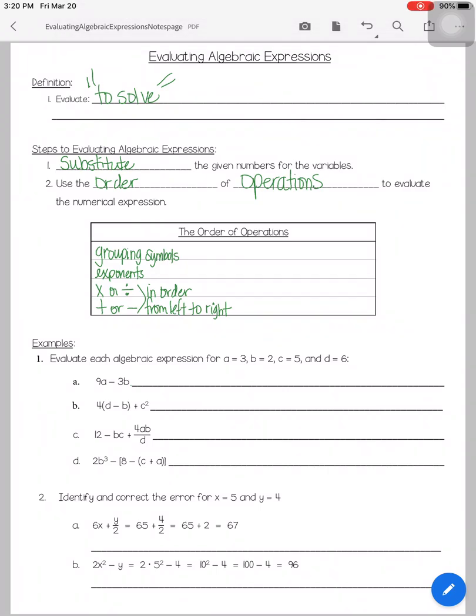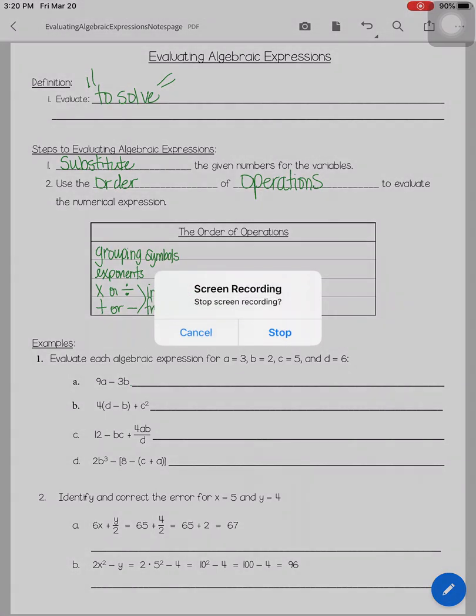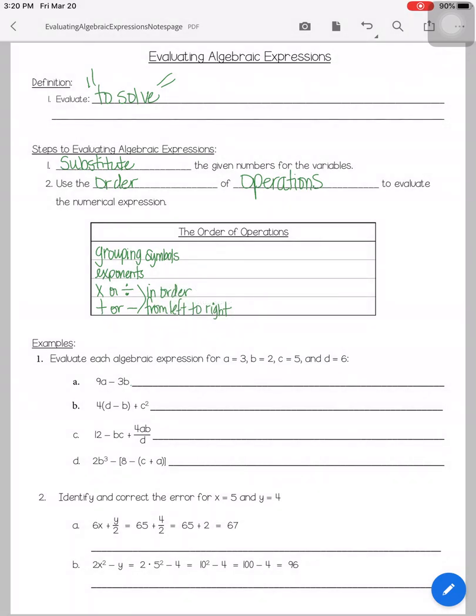Hello guys, let's talk today about evaluating expressions. So, evaluate, as you can see, I wrote that evaluate means to solve, right? Just a big fancy word that means to solve. So anytime you see that word, you know you need to solve the problem.